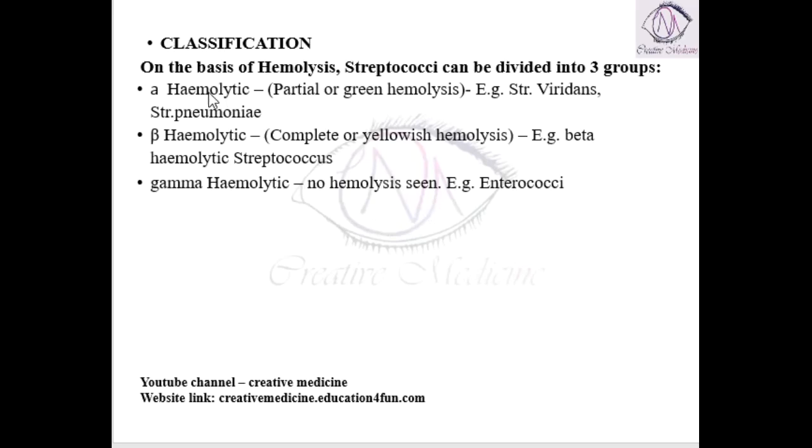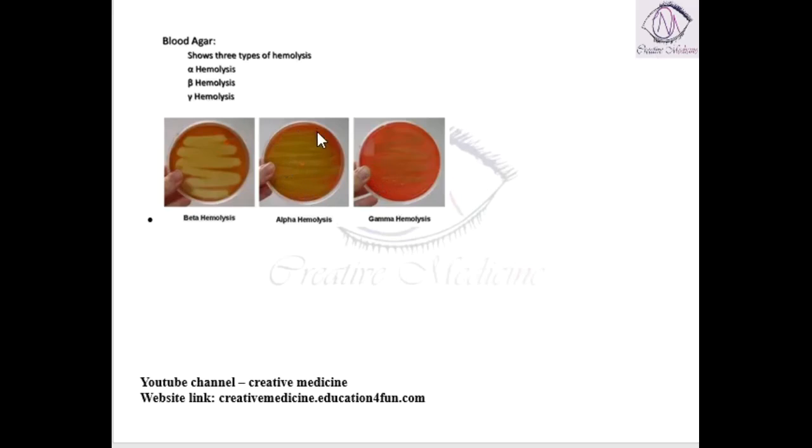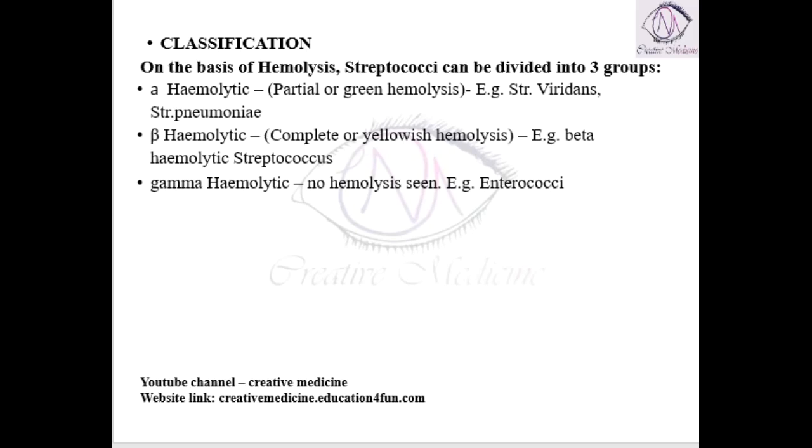So on the basis of hemolysis, you can divide the streptococci into three groups. Alpha hemolysis, where there is partial and greenish hemolysis. So this is alpha hemolysis, which is partial hemolysis, and that is the reason why you can see the streak still. The organisms are still seen here. Alpha hemolysis is seen in Streptococcus viridans and Streptococcus pneumoniae.